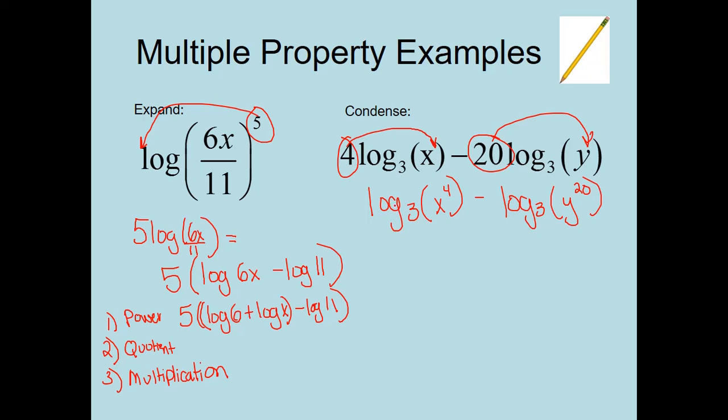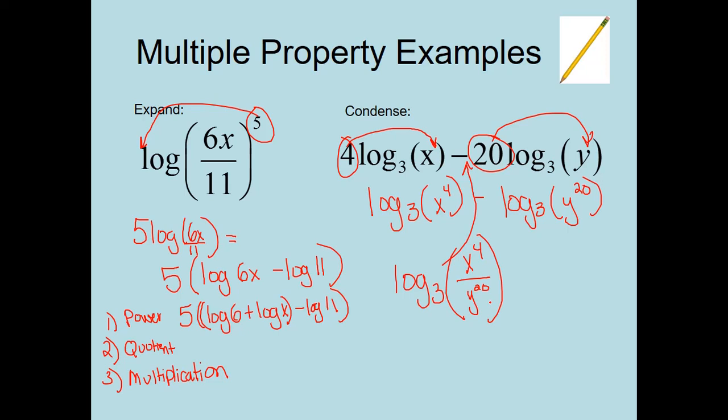And now I need to condense fully, so that means I need to be down to one single log. Well, I see subtraction in the middle, so that tells me I need to divide the two insides. So it's going to be log base 3 of x to the 4th divided by y to the 20th. Now notice, guys, what condense does. Ultimately, it makes something look easier than that junk, right? It makes it easier to look at.